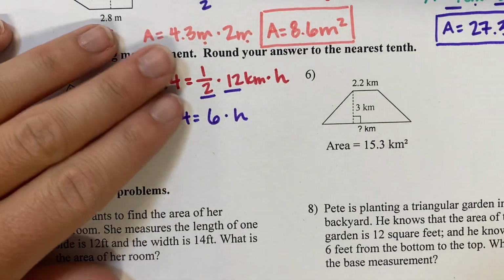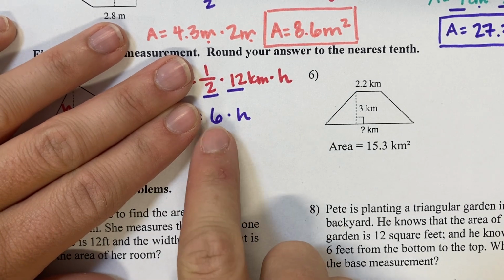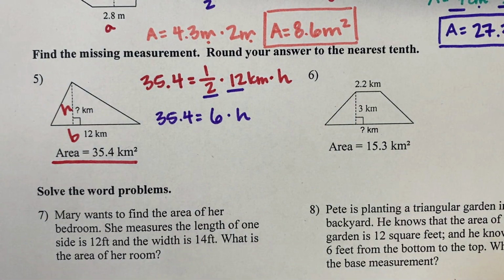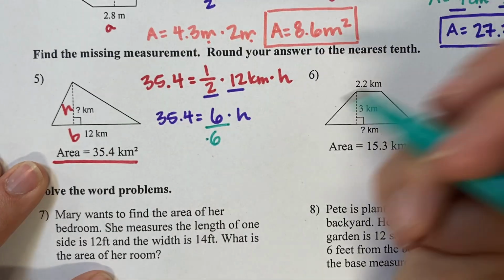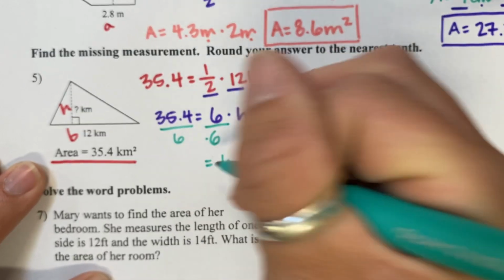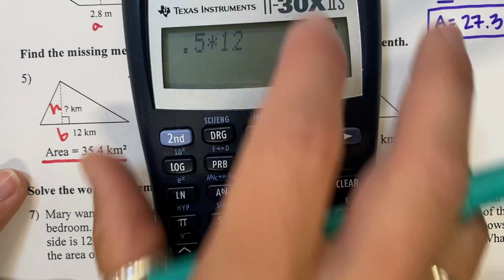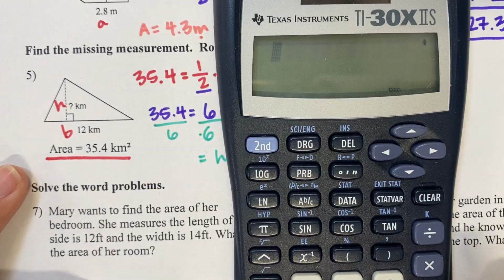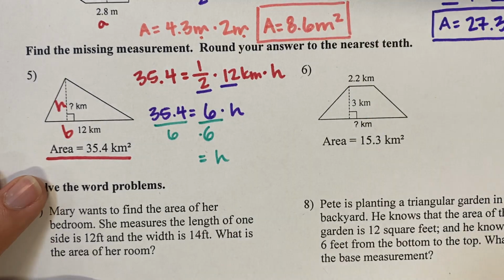Okay, well now there's only one thing I need to get rid of to get my h by itself. What is the opposite of times by 6? We are going to divide by 6. Divide by 6 on both sides, so I get h is equal to what? What is my h? Let's go ahead and put that in our calculator. 35.4 divided by 6, and I get 5.9.